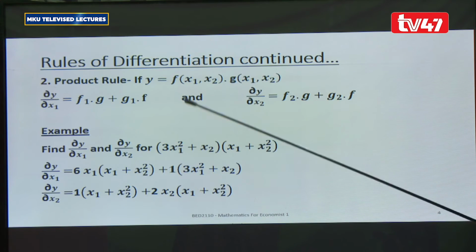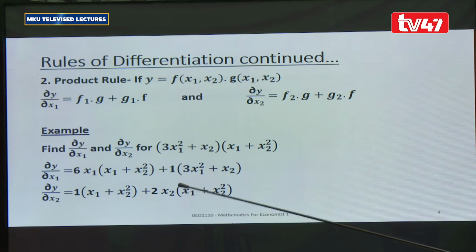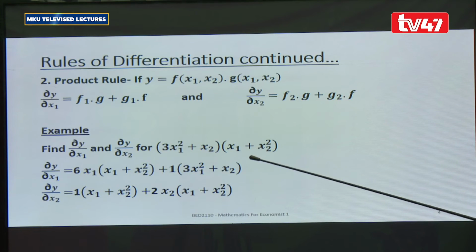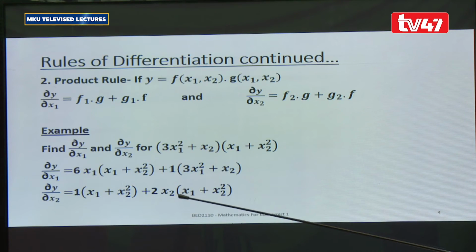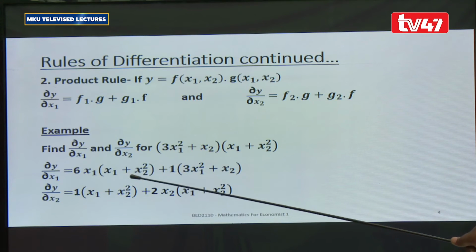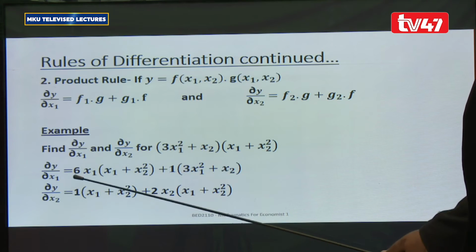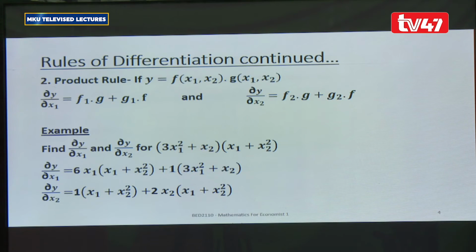g2, that is, we differentiate the second function with respect to x2, and we get 2x2. Then we multiply by the first function, and in this case the first function is 3x1 squared plus x2, and that way we have derived this function. We would have gotten the partial derivative for this function, both with respect to x1 and with respect to x2.